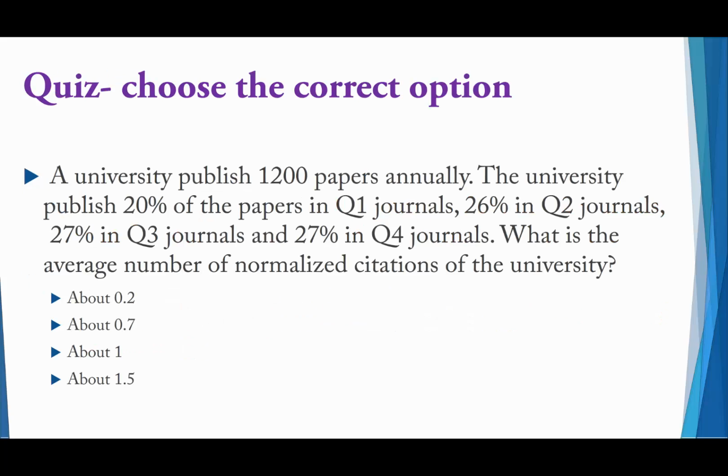Choose the correct option. A university published 1,200 papers annually. The university published 20% of the papers in Q1 journals, 26% in Q2 journals, 27% in Q3 journals, and 27% in Q4 journals. What is the average number of normalized citations of the university? The right answer is 0.7.